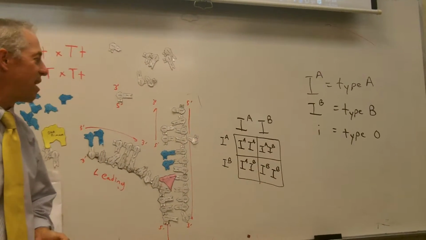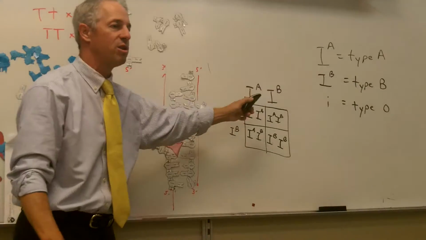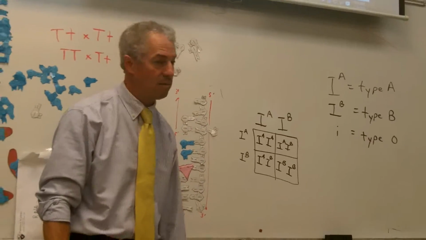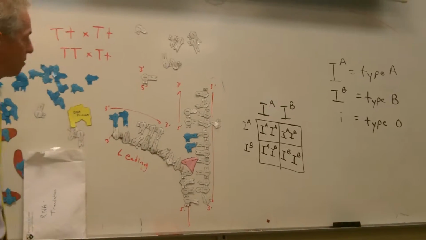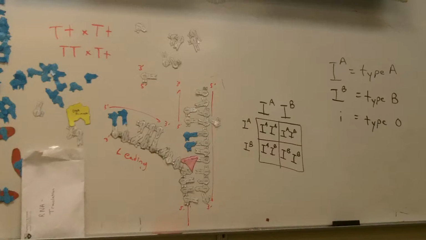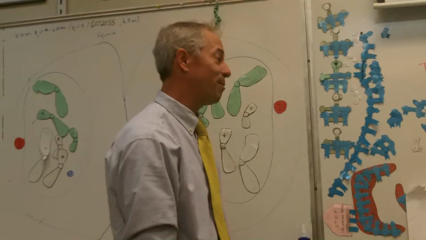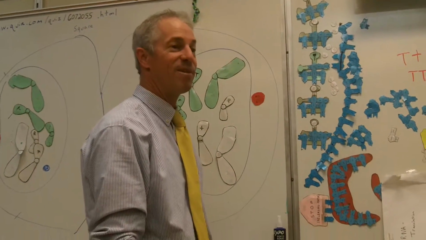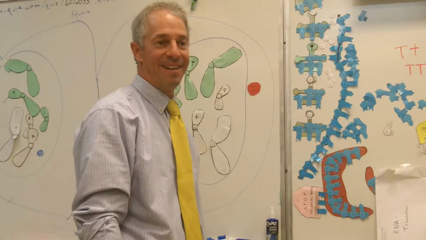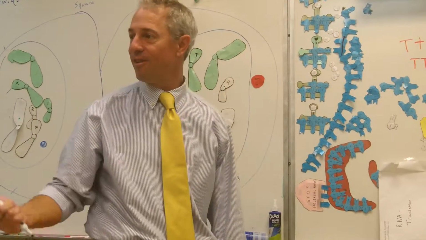What are the chances of getting a type O kid out of that marriage? 0. If they have a type O kid, something's wrong. You are not the father. Not only are you not the father, but she's not the mother. Somebody switched babies with you. Switch at birth.